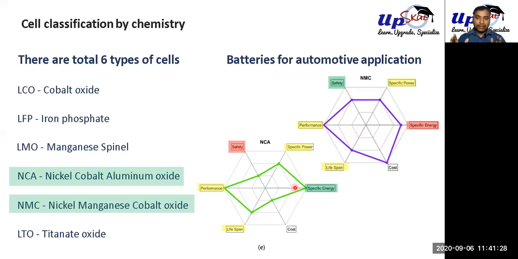Specific energy means energy stored per unit of weight, so it can store more energy, and so it has more range. The other things are quite similar. The specific power, performance and lifespan are similar. The cost, as I said, is very controversial, so I did not measure that. But these are the basic differences. The NMC is safer, and the NCA has more range.